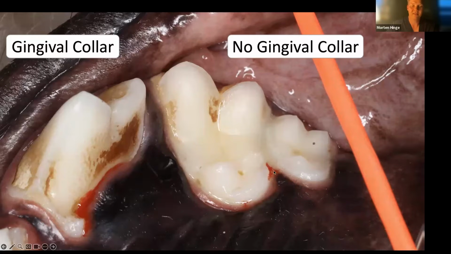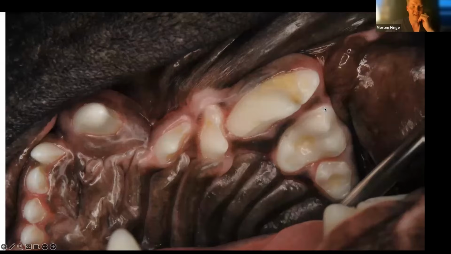But look at this. There's no gingival color. The teeth are contacting each other, which means that there's going to be pockets and disease. So you may consider extracting this one, even without taking an X-ray. This is something I just want to show you, because this is a very, very rare case.